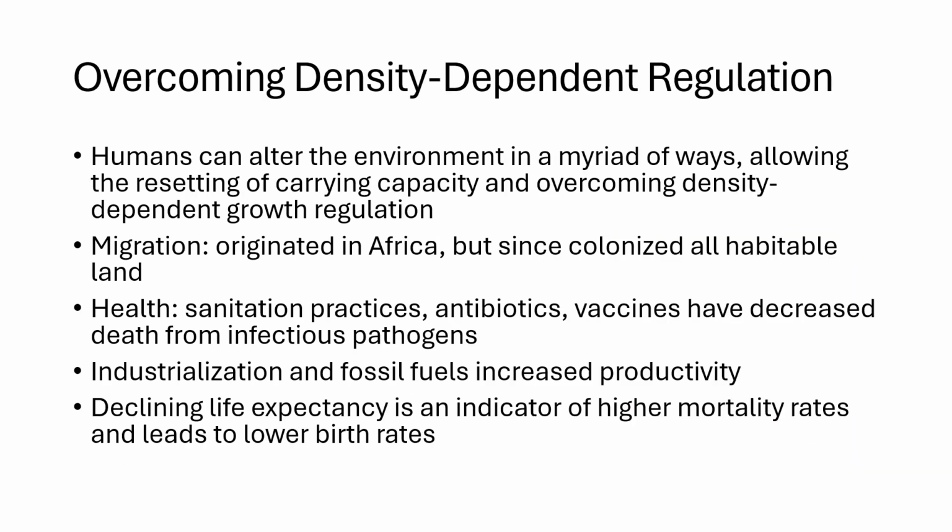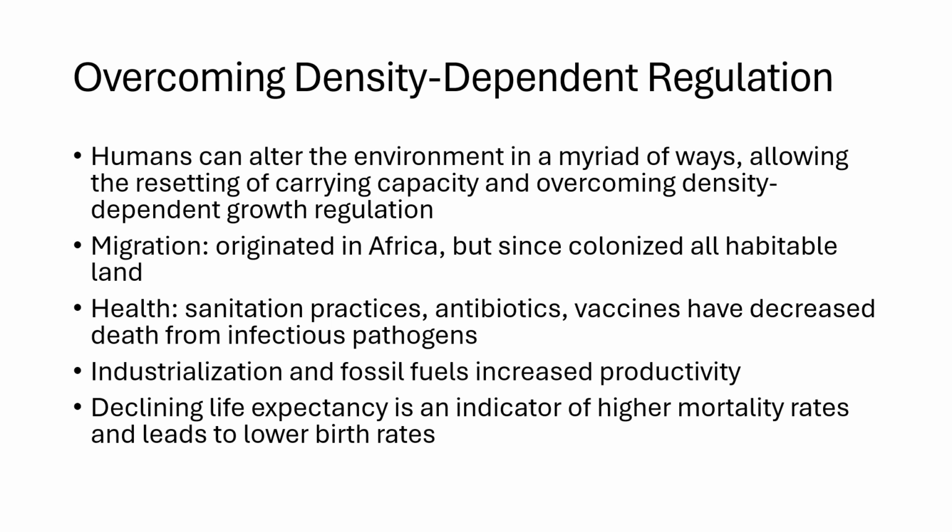One of the things that sets us apart is that we have been able to overcome density-dependent regulation. One of the ways that we can do that is by altering our environment. And of course, other animals alter their environments as well, but not to the extent that we do. So migration, of course, we originated in Africa. We're going to colonize all of the habitable land that we can.